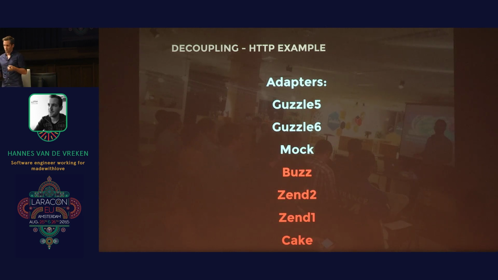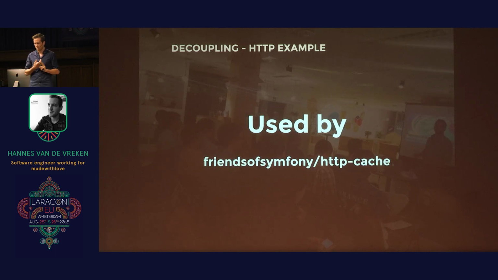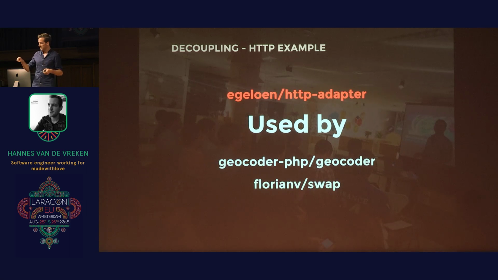There's a couple of adapters already on packages.org, like a Guzzle 5 adapter and a Guzzle 6 adapter. There's no Guzzle 4 because it's already end of life. There's also a mock adapter and a Buzz, Zend 2, Zend 1, and Cake in progress, so it's not published yet. This project has been used by the Friends of Symfony HTTP Cache project. Before it was PHP HTTP, it belonged to Eric Geloen, if I'm right, and it had all the adapters in one repository. Now it's more decoupled, so better.